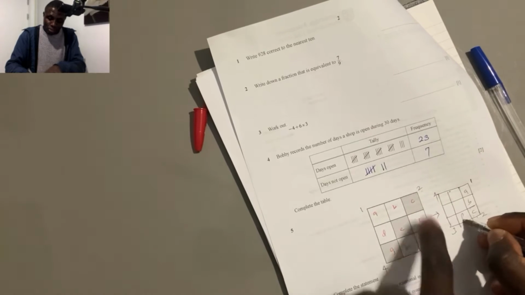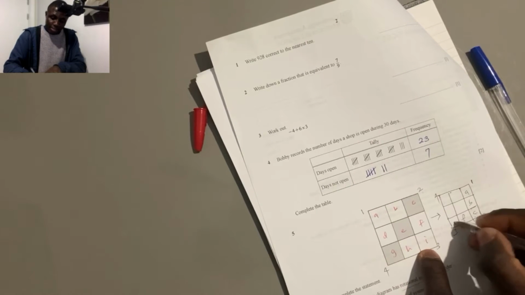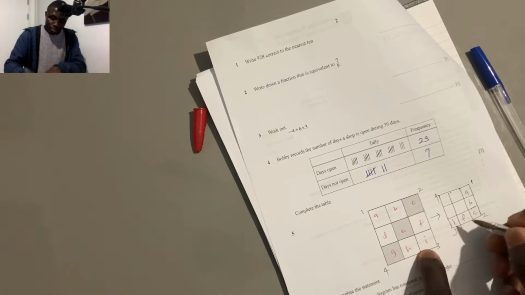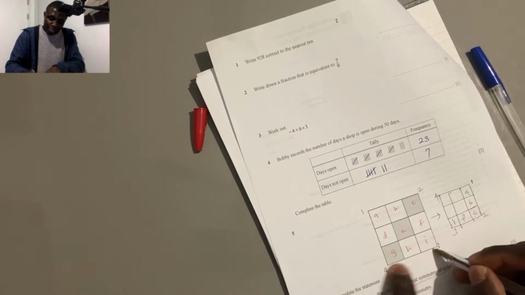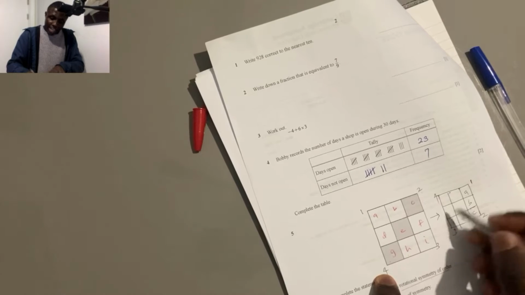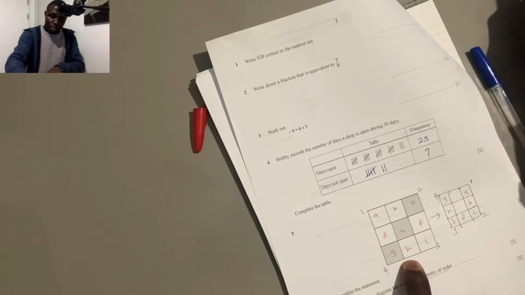We have 2 and 3. We have C, F, I. Please follow. C, F, I. Then we have 3 and 4 now. We have I, H, G. Then we have our 1 and 4.